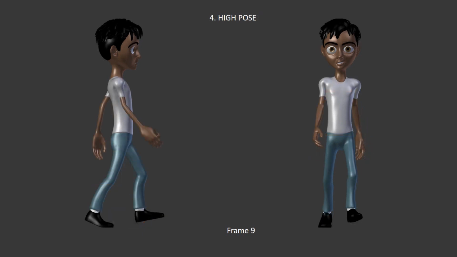We finally get to the high pose. In the high pose, the character is at its highest point in the walk cycle. The hips are raised higher. The back leg now becomes the front leg as it moves forwards, and the front leg now becomes the back leg as it moves back.